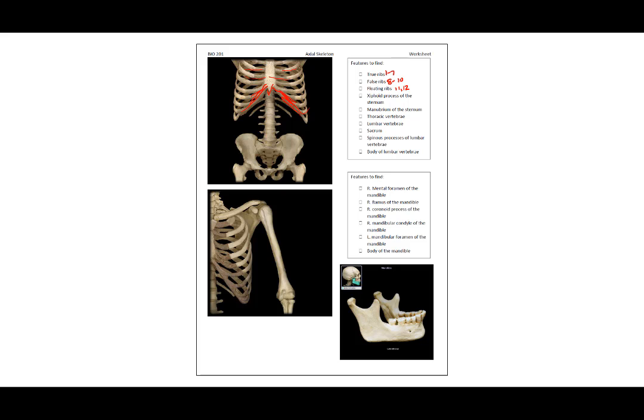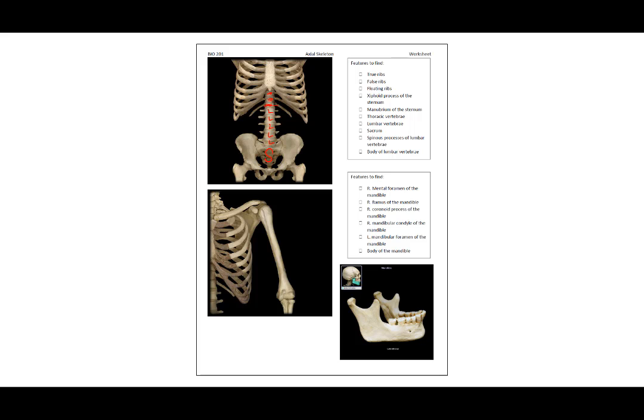And then we have at the very bottom of the sternum, the xiphoid process. The manubrium of the sternum is here. I'll put an X here for the xiphoid process. The thoracic vertebrae we can see as any vertebrae that these ribs are attached to. So we have some thoracic vertebrae right here. The lumbar are below that. They do not have ribs attached to them.